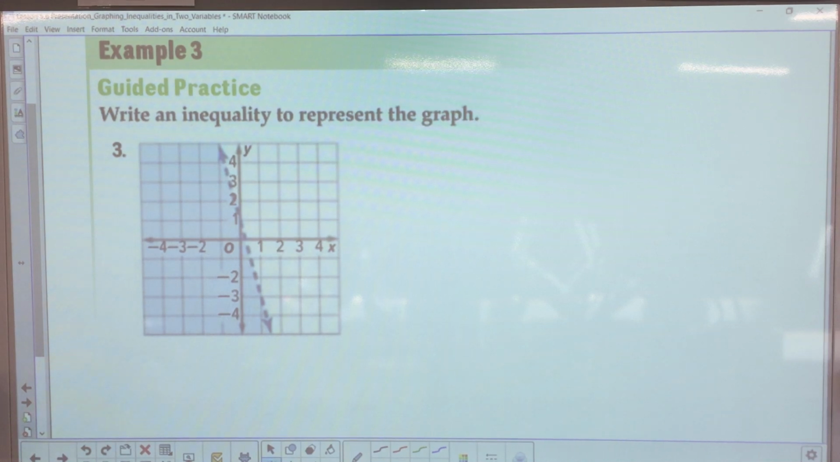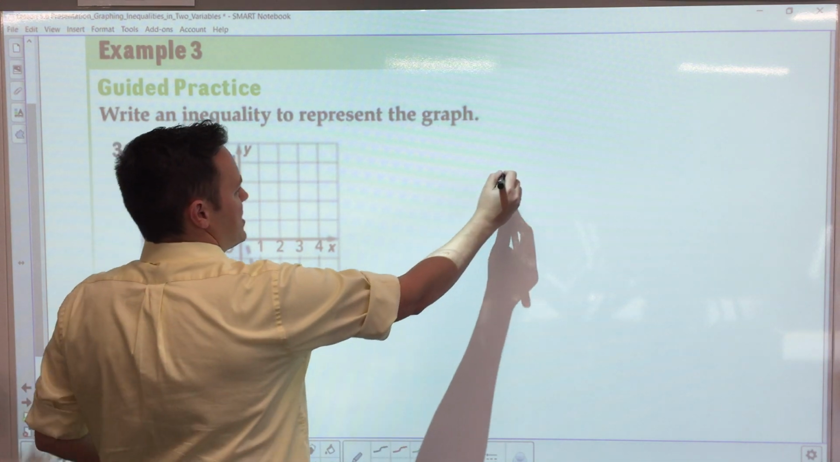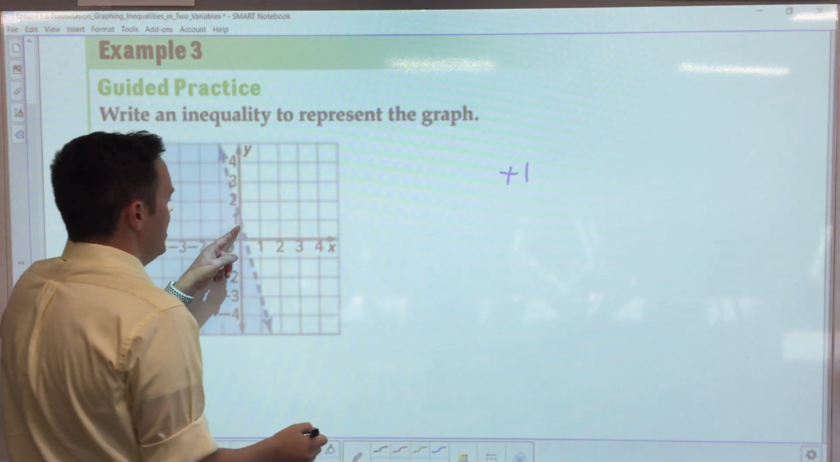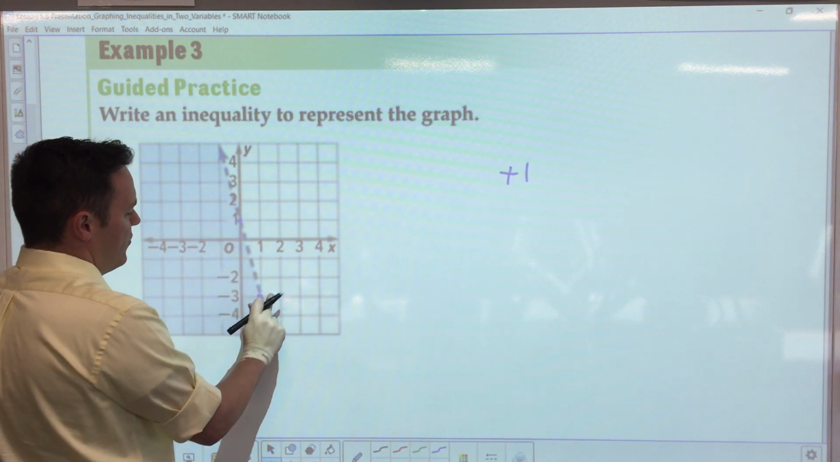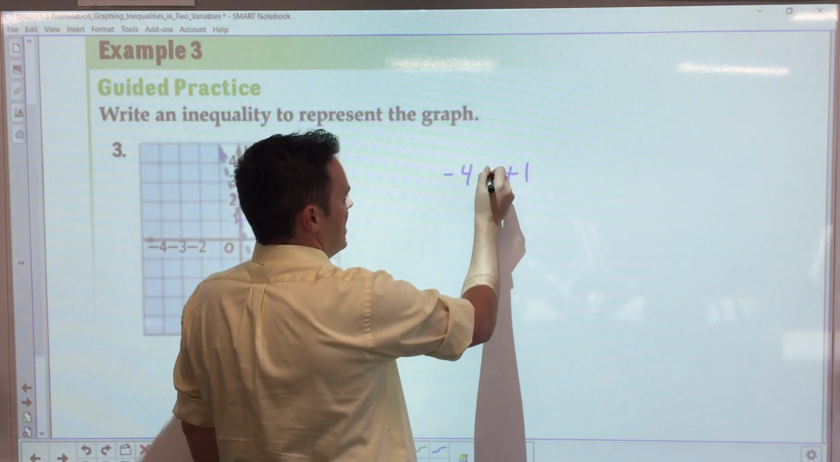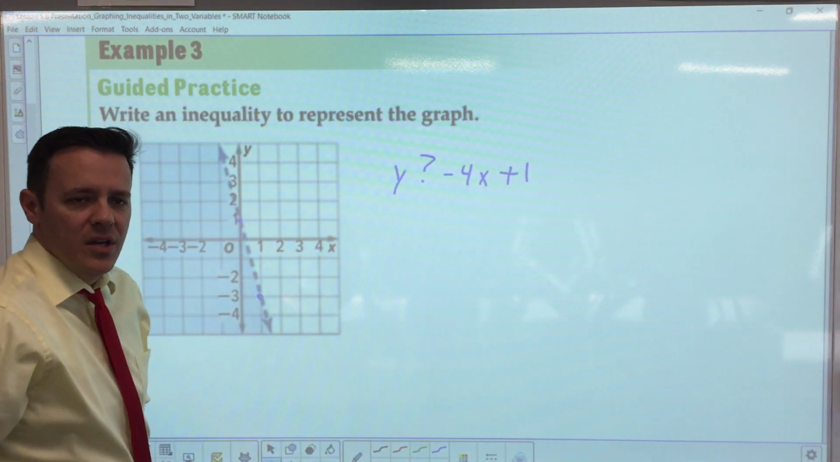All right, create this equation real quick. The y-intercept is going to be +1, sorry, the b-intercept. The slope goes from here to here, so that's down 4 over 1. So I know it's -4x, and it's a y, but what goes here?